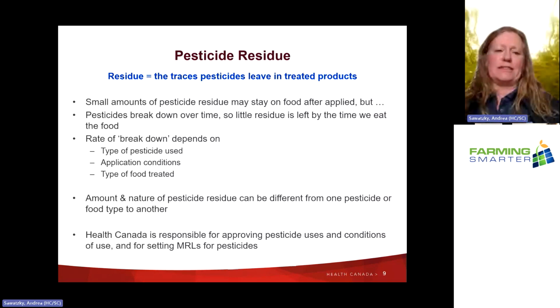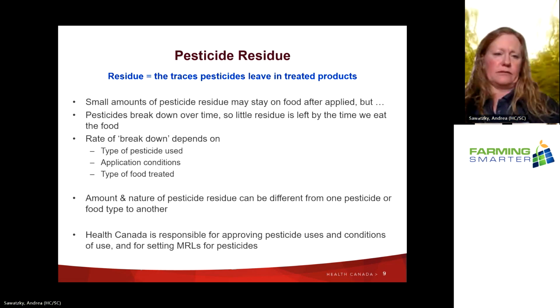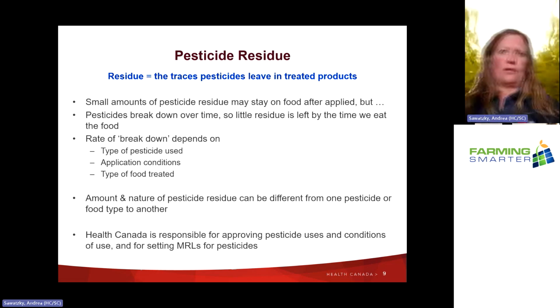Then there are the application conditions. UV is great for breaking down pesticides. And there's the type of food treated. If you have a crop where, as it grows, there's more leafy material, then the pesticide in or on the plant will reduce as there's more vegetation.